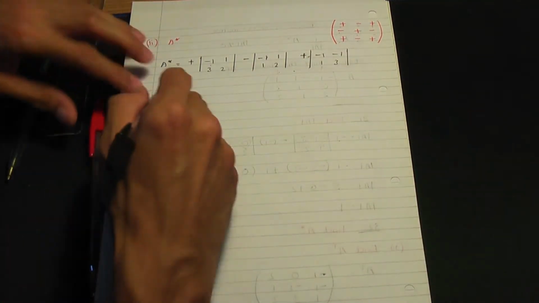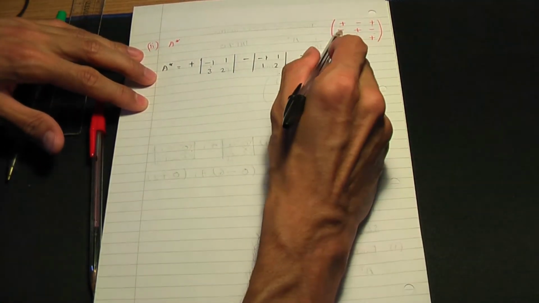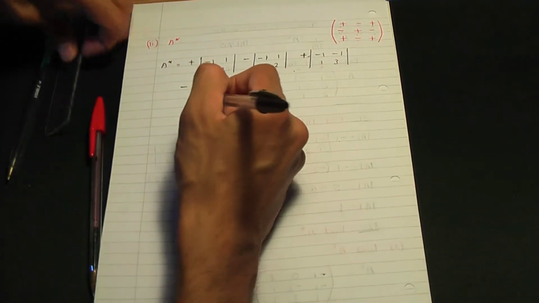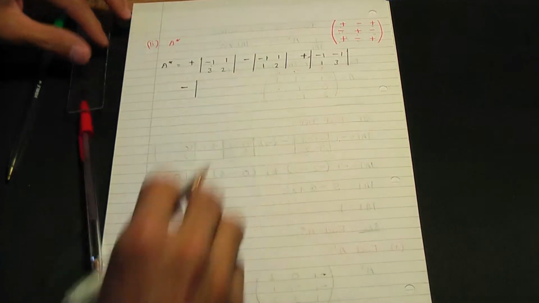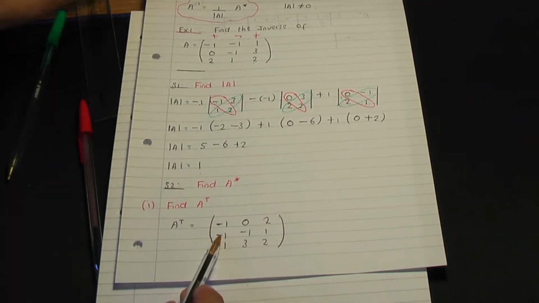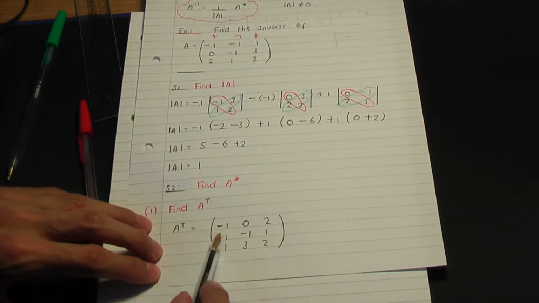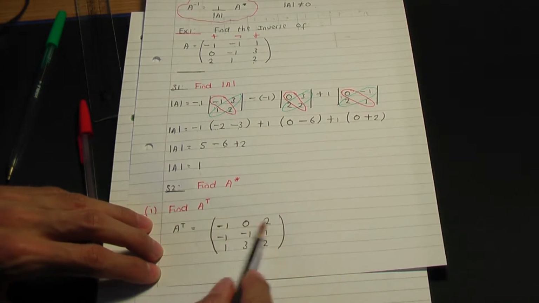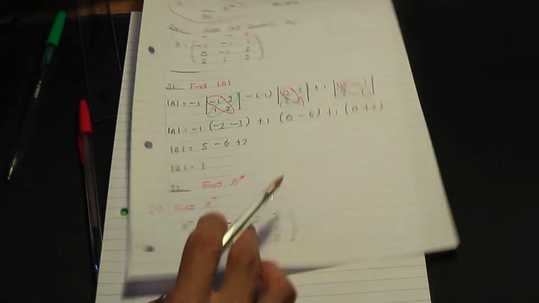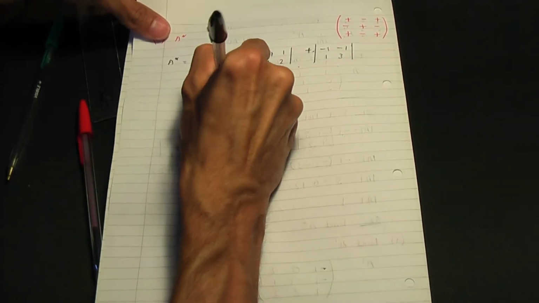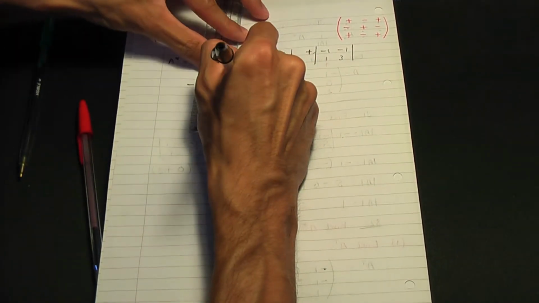Now let's practice with the second row. First write down the sign associated, so minus. Then note down the minor of that element. Okay, so the minor of -1, ignore the row and the column. So the elements of that determinant would be 0, 2, 3, 2.